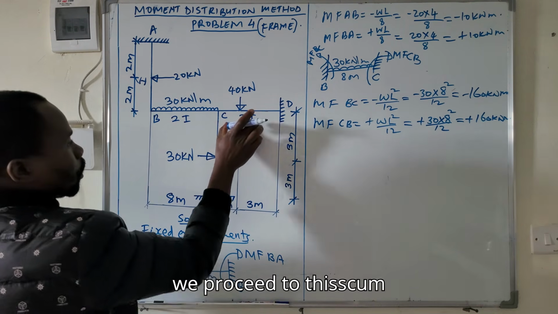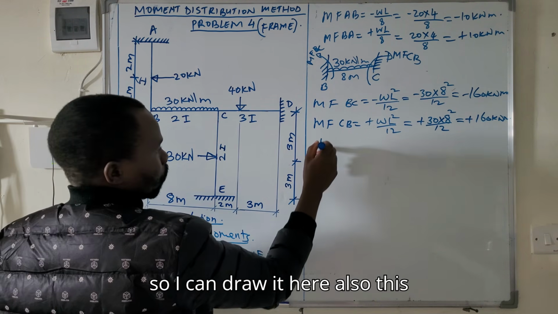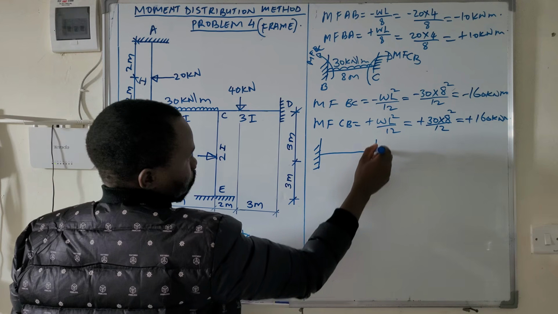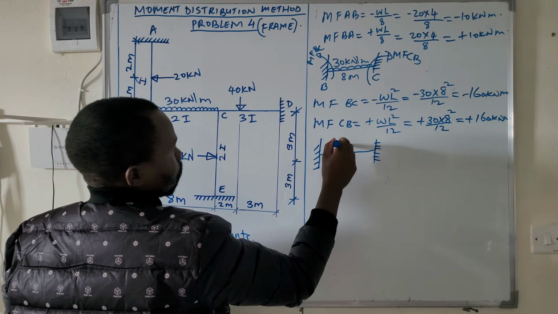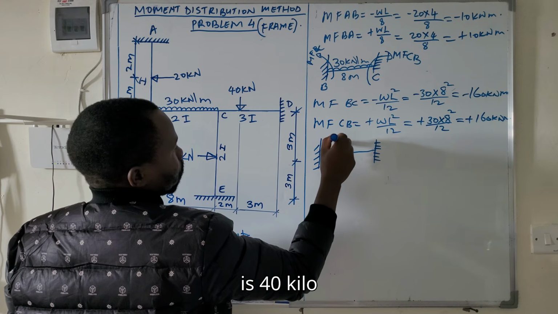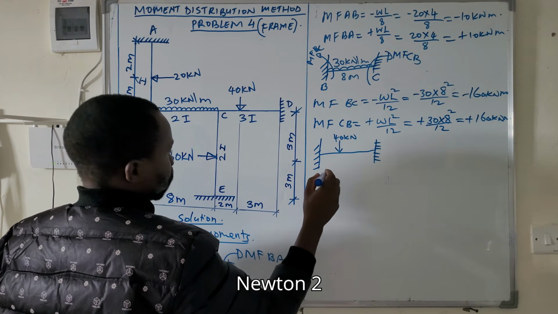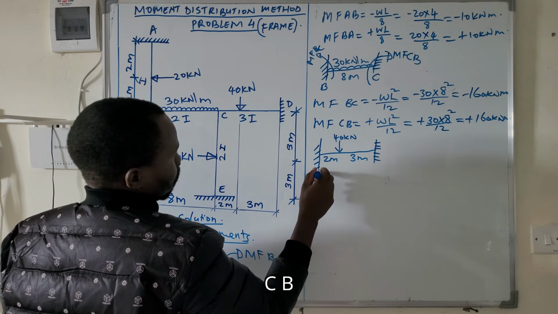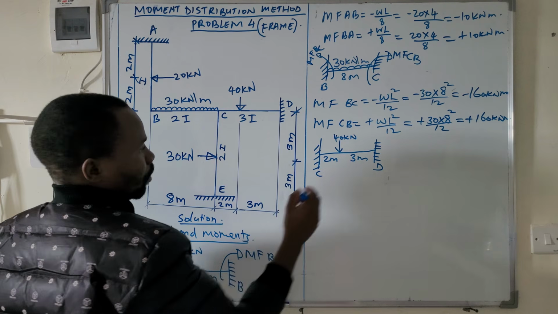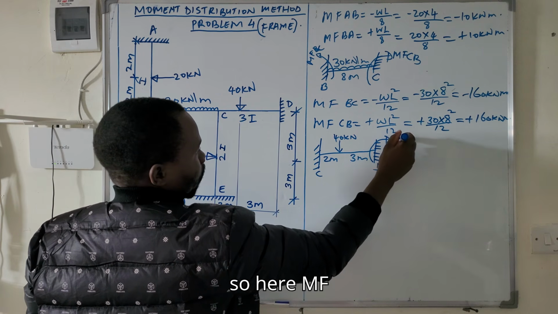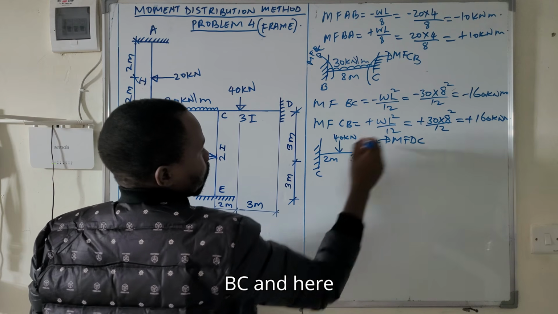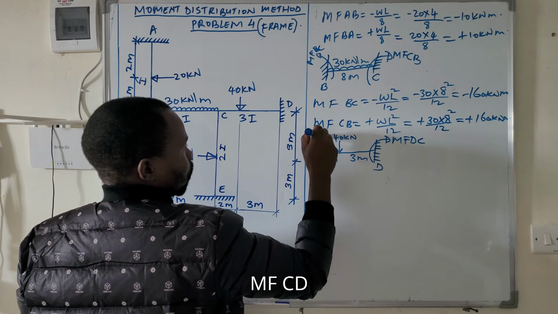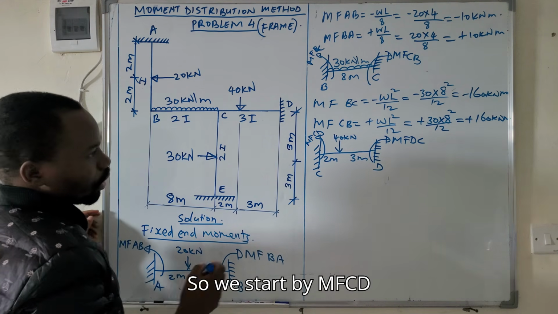We proceed to this span. So I can draw it here also. This is 40 kilonewton, 2 meters, 3 meters, C, D. So here MFCD, and here MFDC. So we start by MFCD.